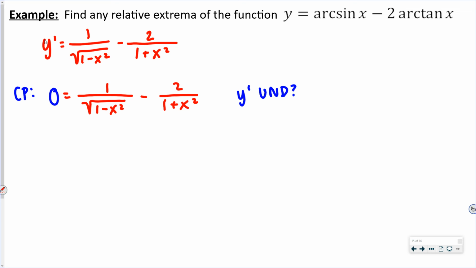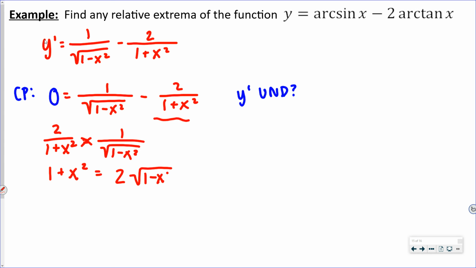So to find these critical points, if you're given your graphing calculator, we would just use our graphing calculator. If not, we would try to solve this algebraically. This one, I got to a certain point trying it algebraically. So let's say I was trying to do this. I would probably add over this to the other side. And I would probably just create a proportion here and cross multiply. Honestly. So I would get 1 plus x squared equals 2 square root of 1 minus x squared. And then I would try and square both sides to get rid of that radical.